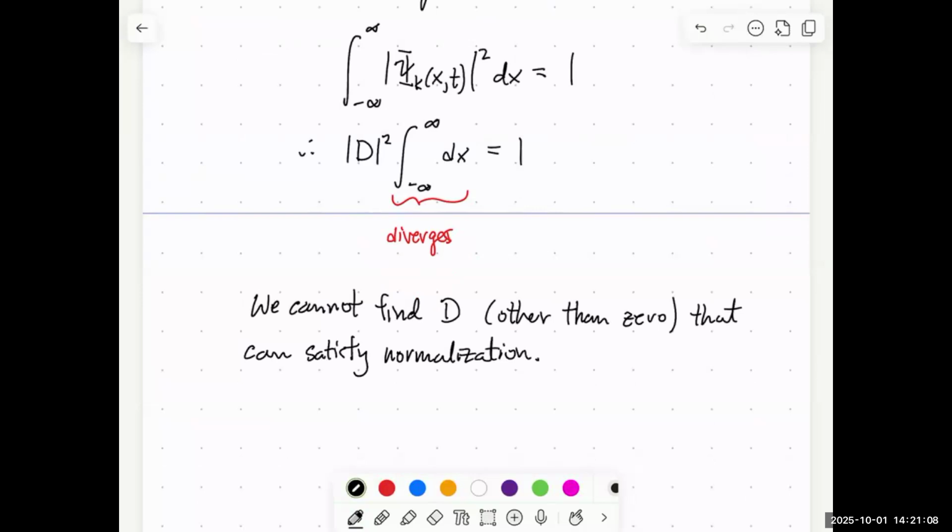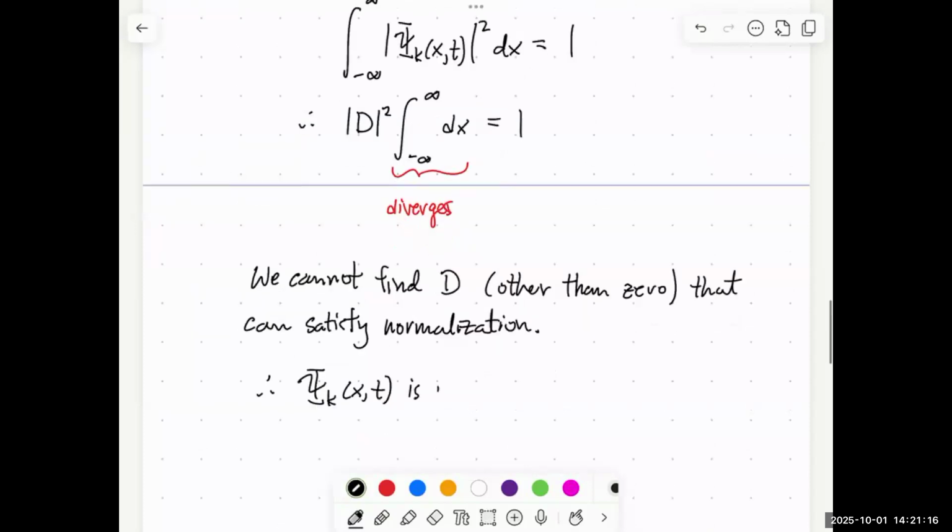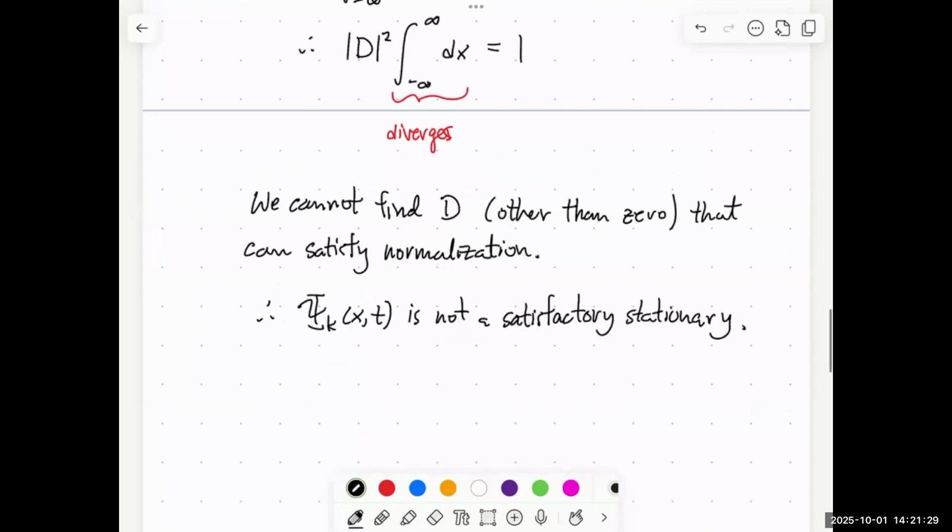And so therefore, what we have to do is we have to say that psi k of x,t is not a satisfactory stationary state. And in fact, there are no free particle stationary states.